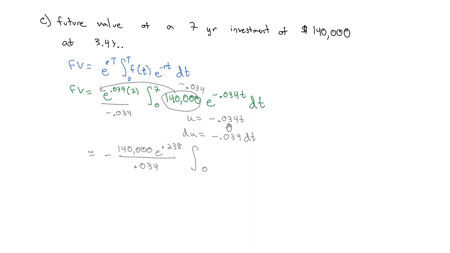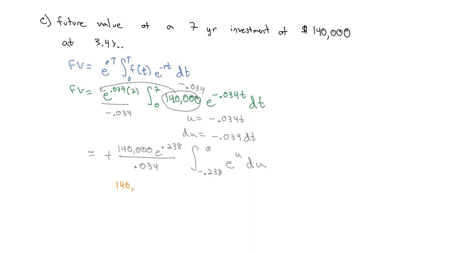So I multiply 7 times the negative 0.034 to get negative 0.238 e to the u du. And again, my limits of integration are backwards, the small one's on the top and not on the bottom. So I'm going to switch them and make it positive overall. So we have negative 0.238 and 0.